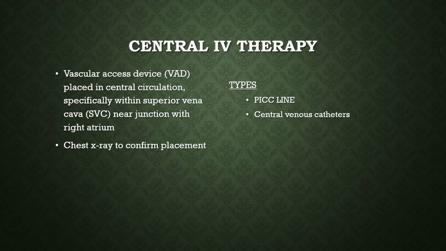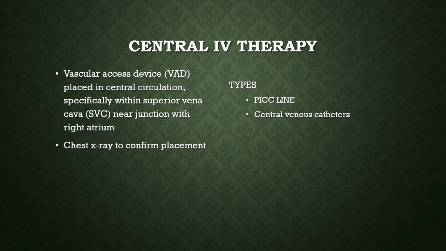So the rest of these are all types of central lines. A central line is a vascular access device that's placed in the central circulation, specifically within the superior vena cava near the junction of the right atrium. That's the placement of the end of the catheter, near the junction of the right atrium. We have to do a chest x-ray to confirm placement of these things. And PICC stands for peripherally inserted central line, and then there are other types of central lines as well.